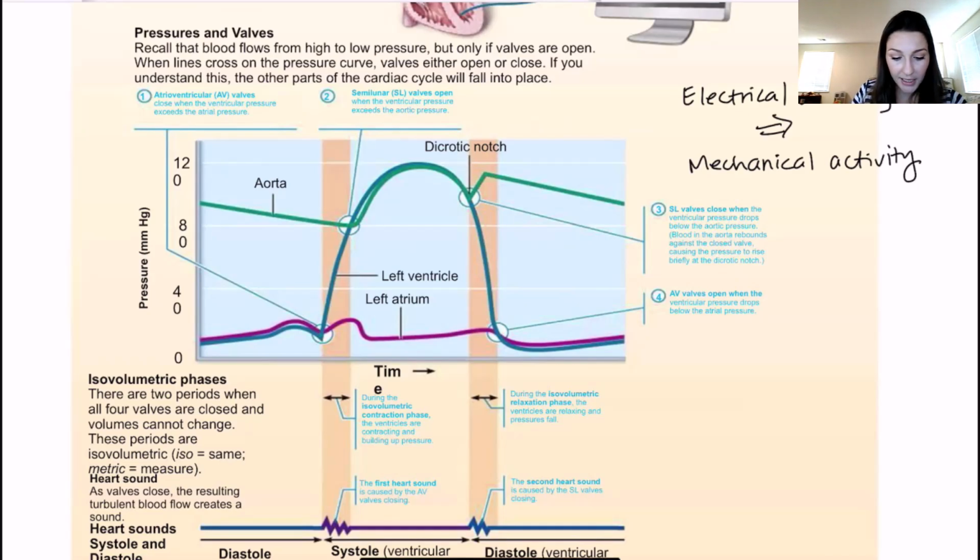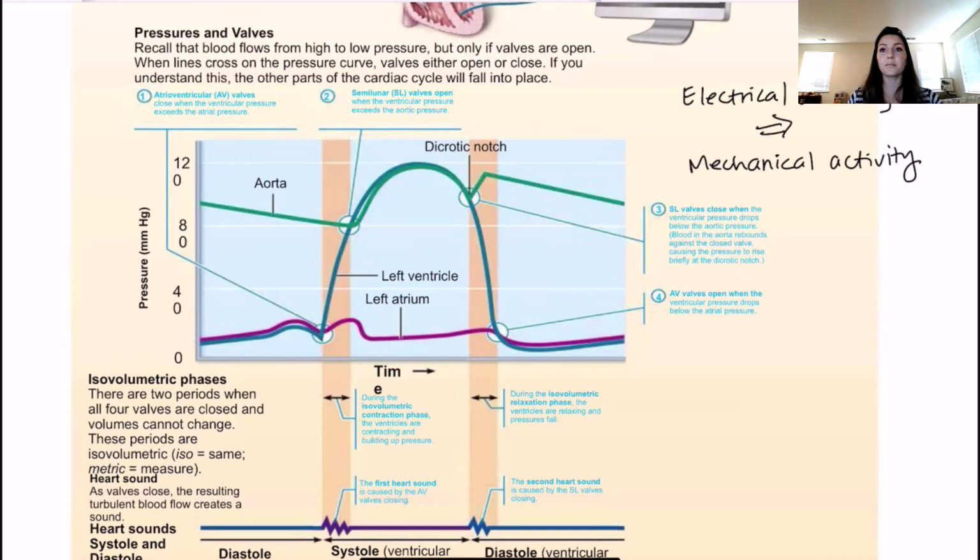The purple line here that stays pretty near the bottom is the pressure of the atria. The ventricular pressure is depicted in this blue line. And the pressure of our great vessels, our aorta and pulmonary trunk, is in green. Notice that stays pretty high. So the ventricles need to obtain a ton of different pressures for those valves to even open.